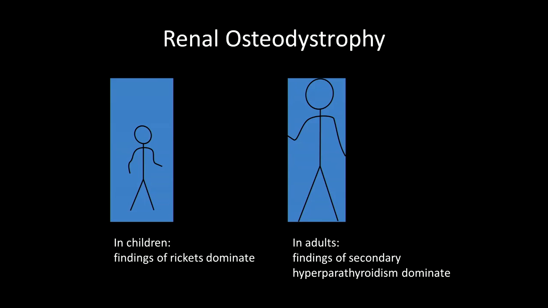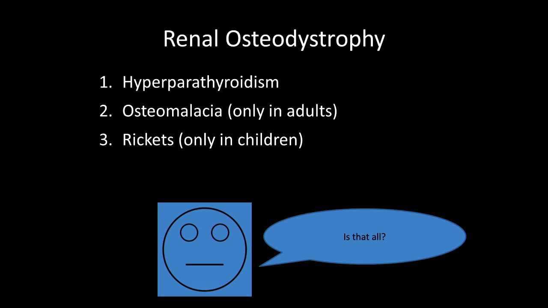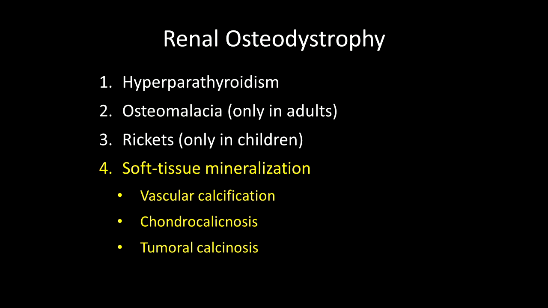Those are the 3-in-1 lectures that I promised. But before we stop, there is one other point that needs to be made. And that point has to do with soft tissue mineralization. Because in patients with renal osteodystrophy, in particular in adult patients, these findings are particularly common. They include vascular calcifications, they include chondrocalcinosis or calcification of cartilage, and most importantly, they include these large collections of mineral around joints called tumoral calcinosis.